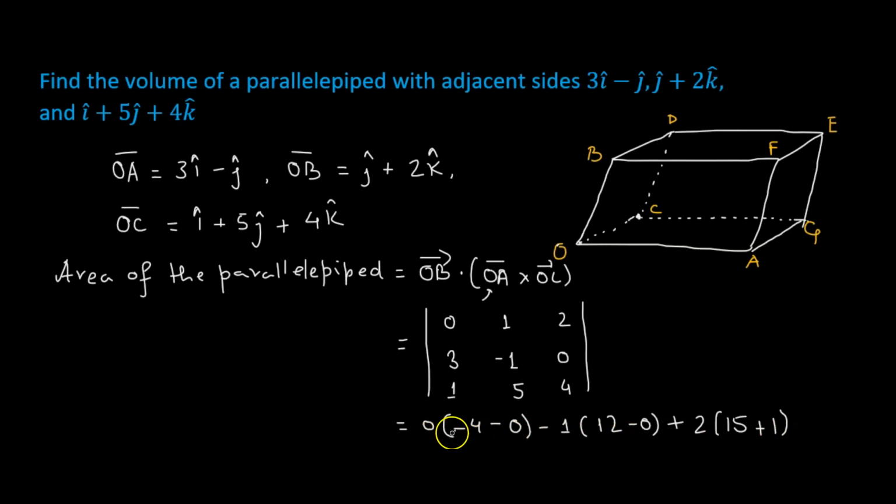Right. So we have 0 times negative 4, so that's 0, minus 1 times 12, so that's negative 12, plus 15 plus 1 is 16, so 16 times 2 gives us 32, and the final result will be 20. So this is the volume of the parallelepiped with the given adjacent sides.